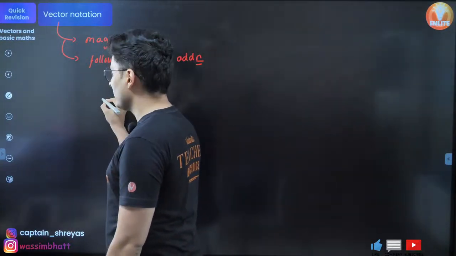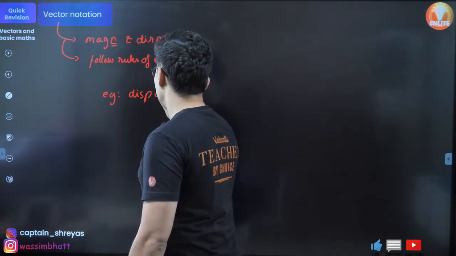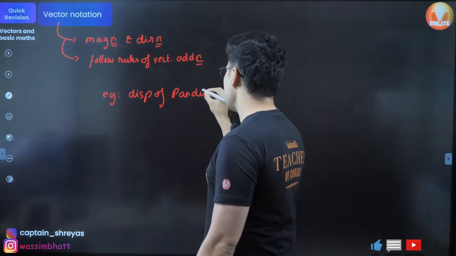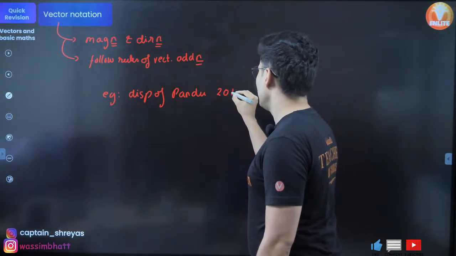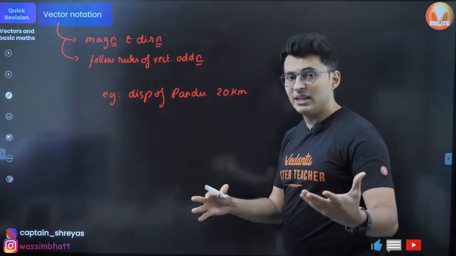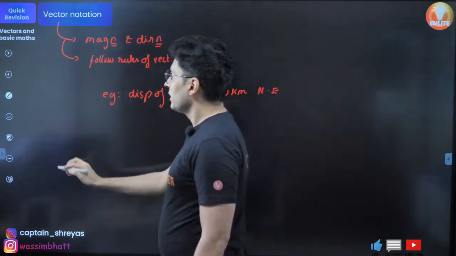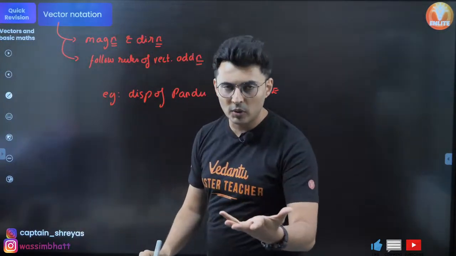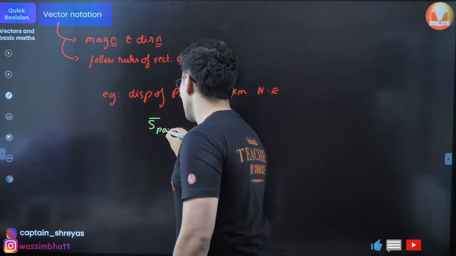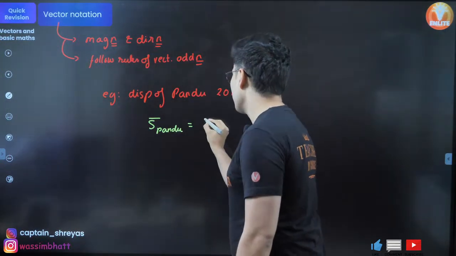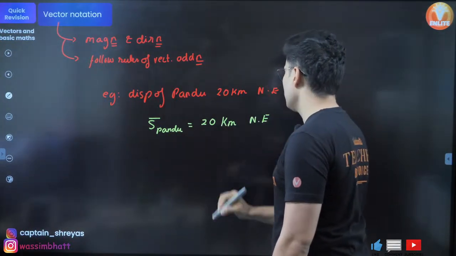Now, whenever you have to represent a vector, let's say example, displacement of Pandu. So Pandu has gone, he has traveled, for example, 20 kilometers, he has gone 20 kilometers to meet his girlfriend Champa in the northeast direction. So vector wise, I have multiple ways of notating it. Symbolically or mathematically, I can write displacement of Pandu is 20 kilometers in northeast direction.